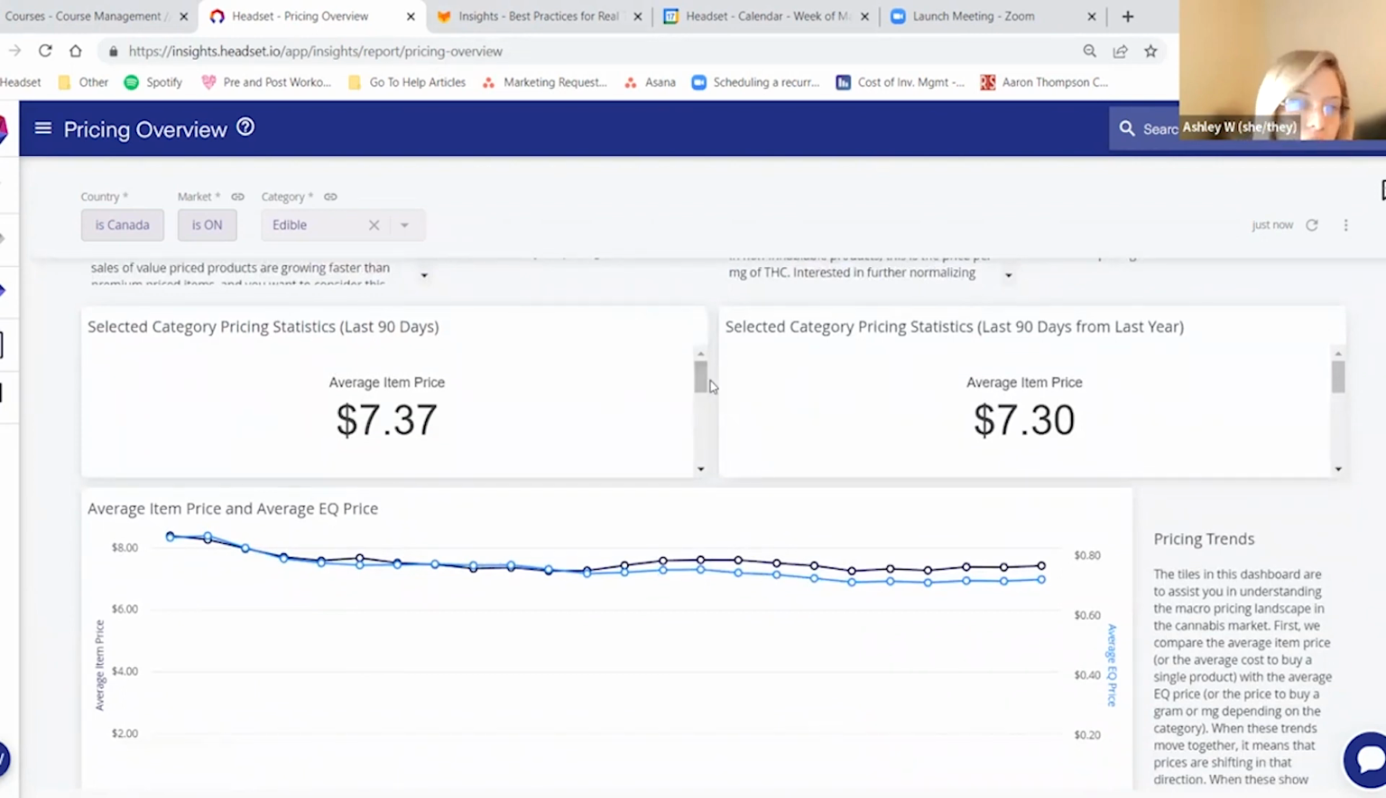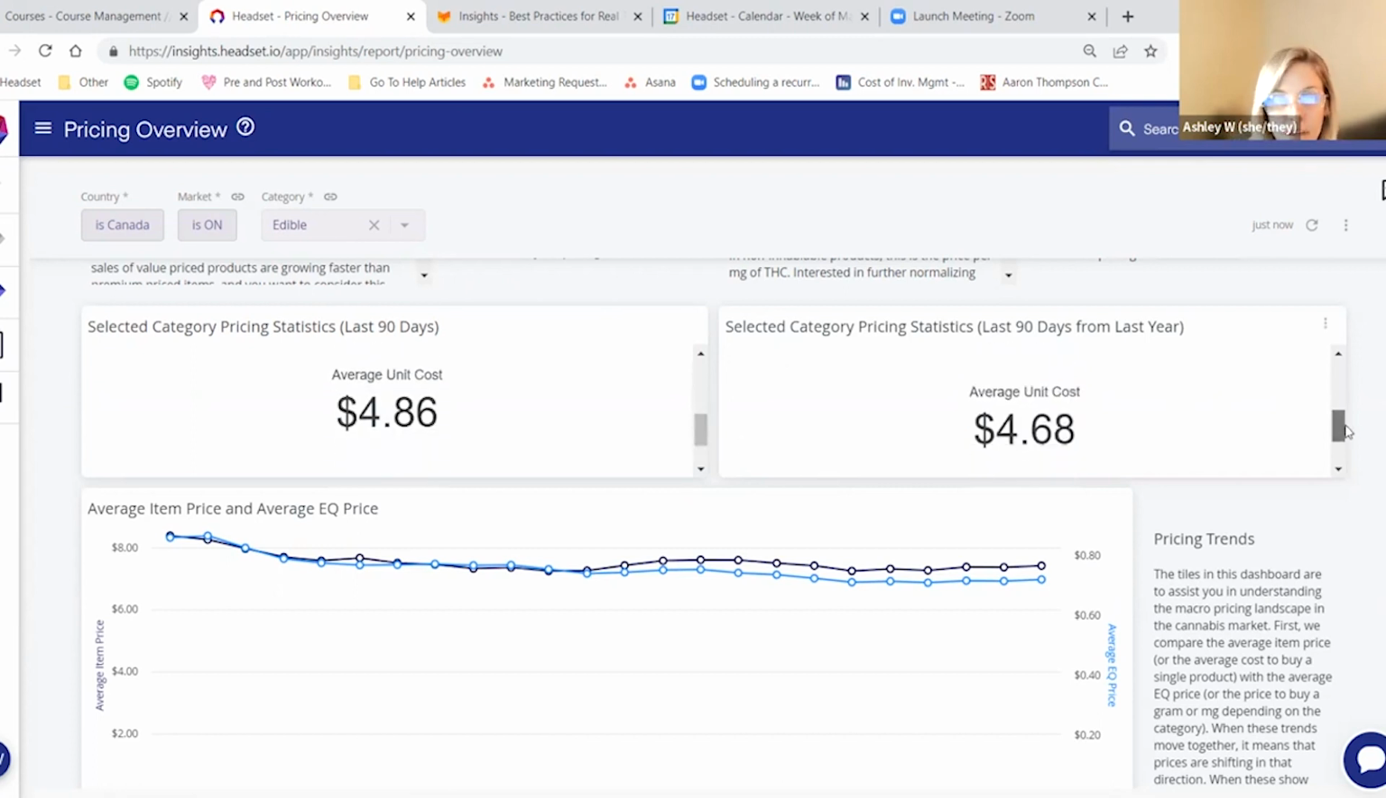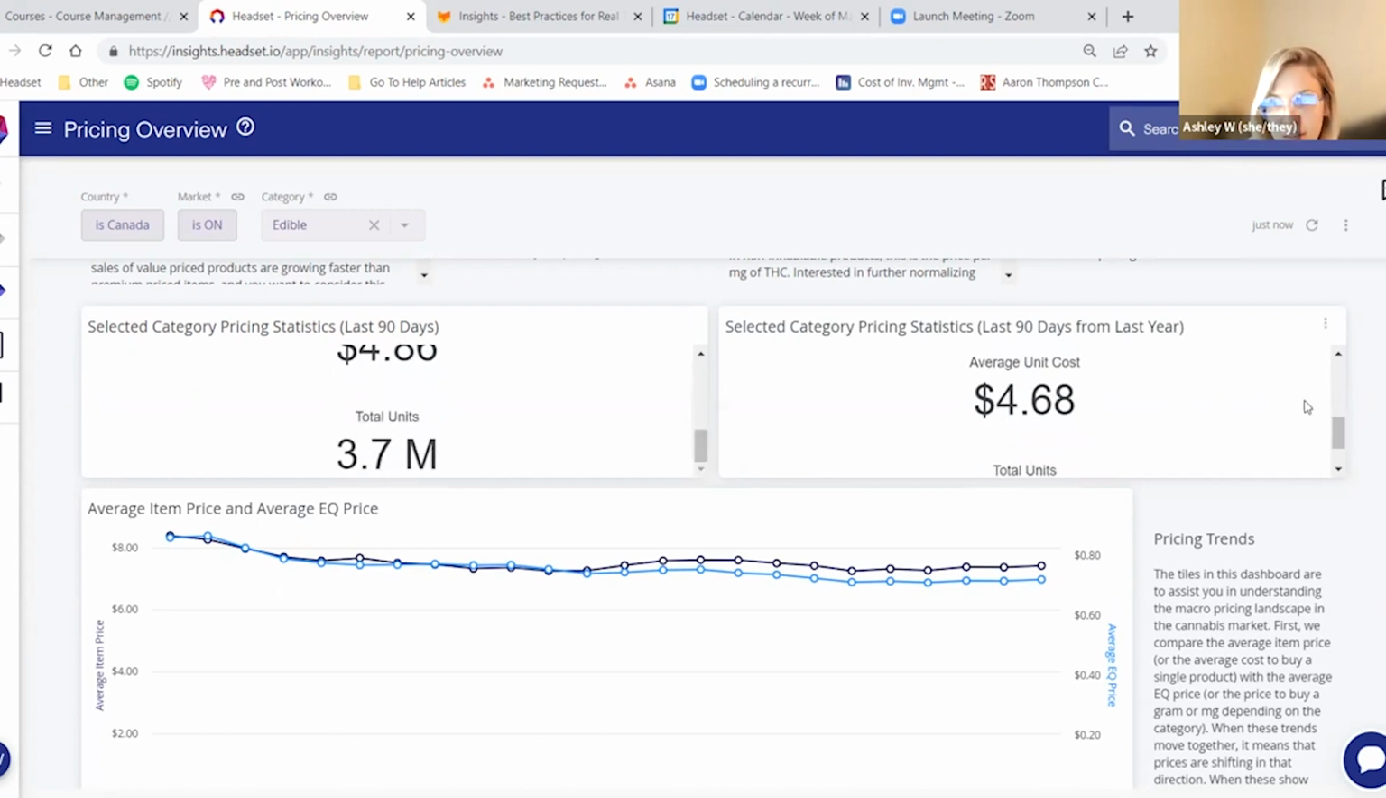So you see that edibles in Ontario have actually gotten slightly more expensive. I bet anybody in the US is like, why? Everything here is getting cheaper right now. And we can see that the EQ price has actually decreased. So package is more expensive, but the price per milligram of THC has declined for consumers. Cost to the retailer has increased. And boy, has unit volume increased pretty dramatically.